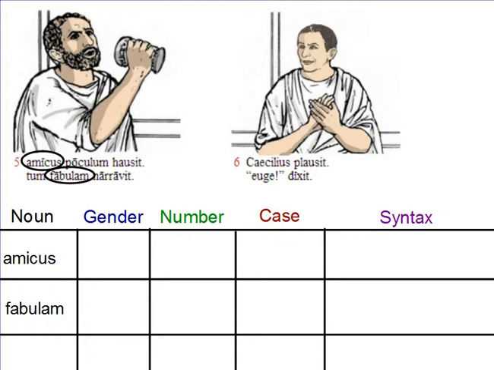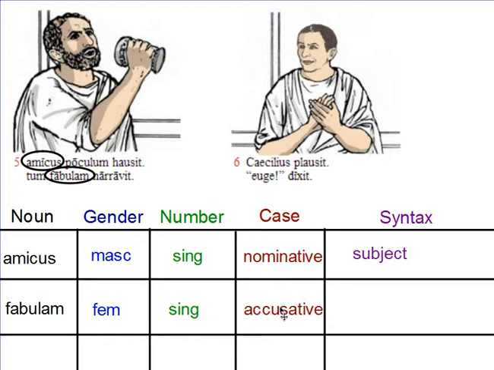Amicus is a word we've seen several times before. That us ending tells us that it is masculine, singular, and also nominative. And when a word is nominative, we know that it is the subject of the sentence. The friend drained the cup. Fabulam, again I see that am ending. It is feminine, singular, and accusative. And when a word is accusative, we know it is the object of a sentence. Then he told a story.